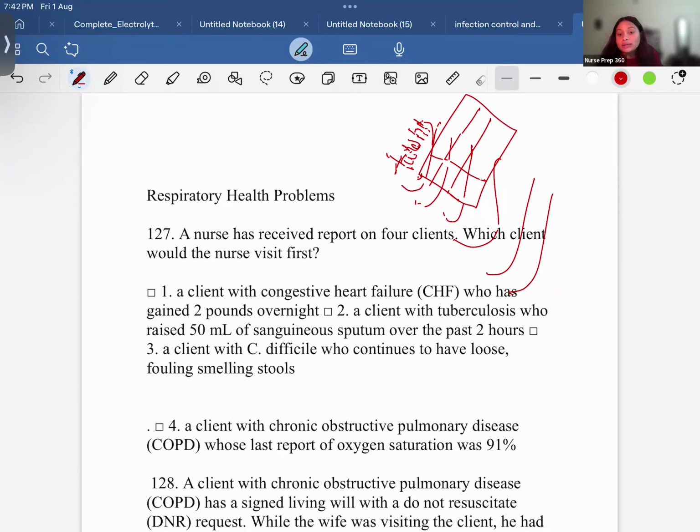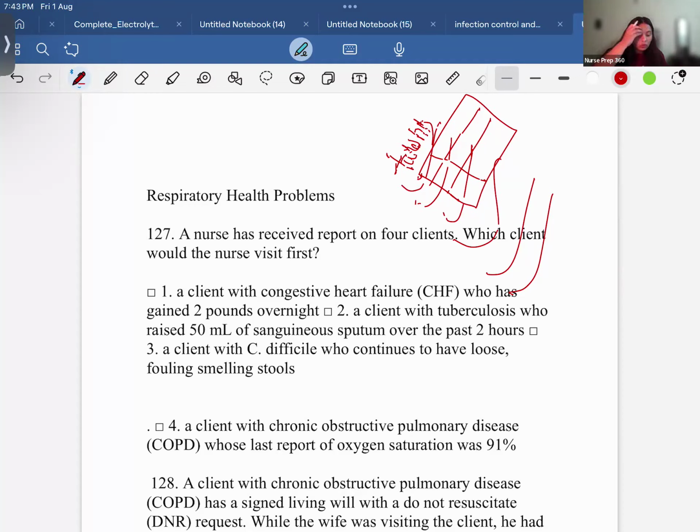Listen, in these 4 conditions, your patient with COPD has an oxygen saturation of 91, which is okay. SpO2 of 88, 89, 90, 91 is expected in COPD. So I have eliminated one option. If this patient is normal, then I will not look at him first. Which patient will I look at first? The patient who is most dangerous, who is about to die. Among these, my COPD patient will not die soon.